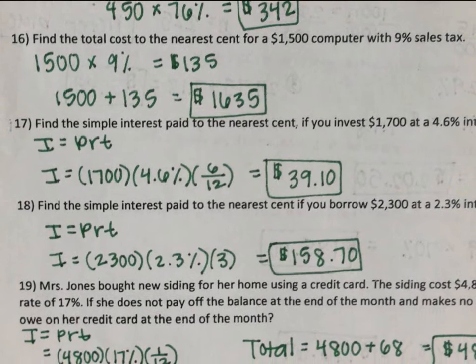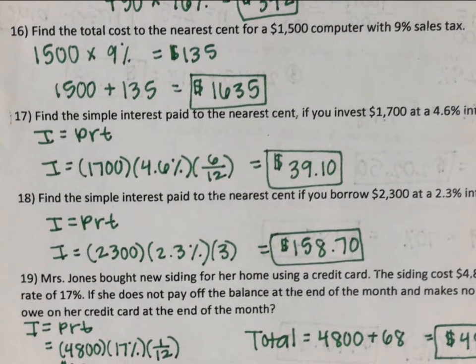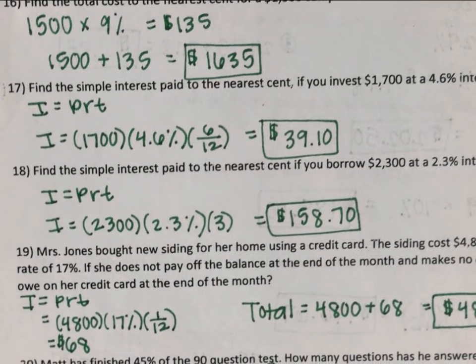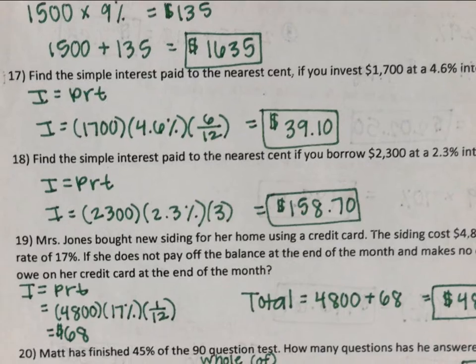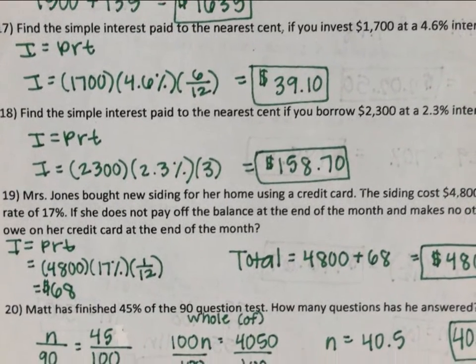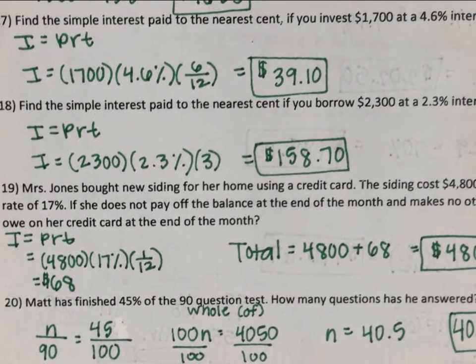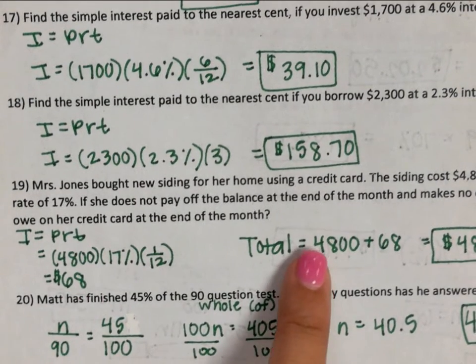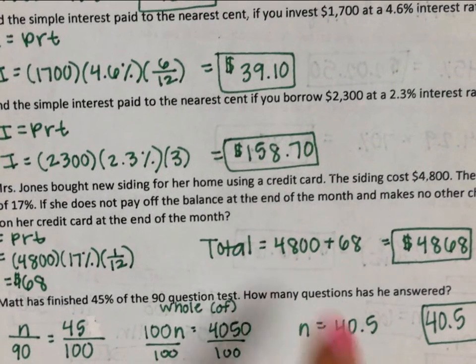Number 17, your simple interest again. So that's $39.10. 18, $158.70. And number 19, remember, you're not finding just your interest. You're finding how much Miss Jones has to pay at the end of the month when she pays off her credit card balance. So she's got to pay her interest plus the amount that she borrowed. Okay. So that should be $4,868. Questions on that one?